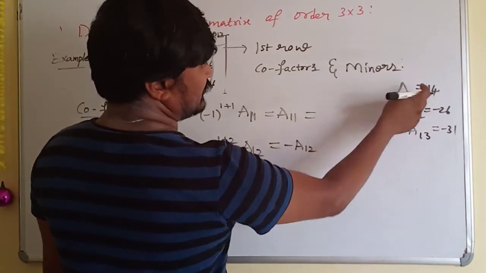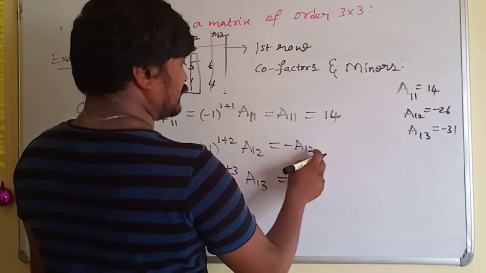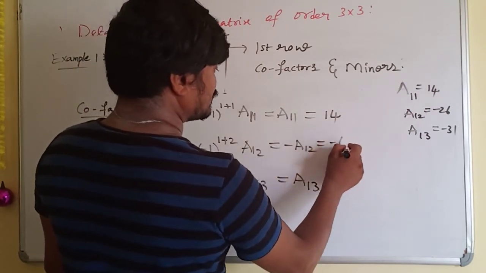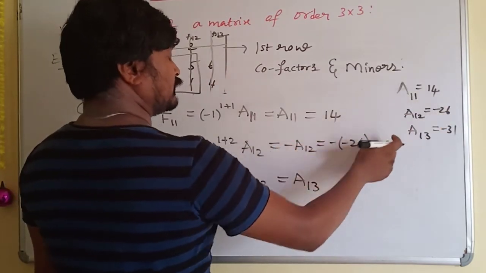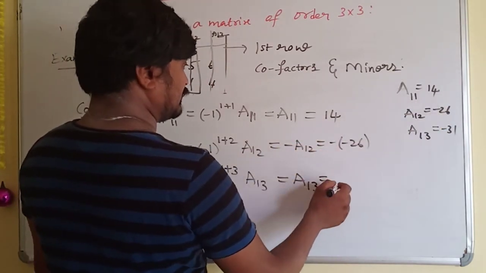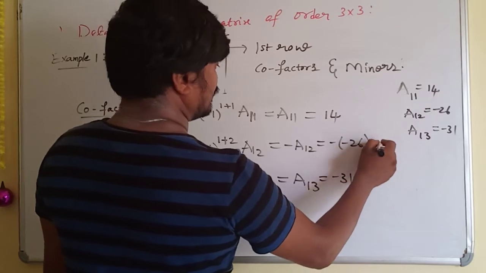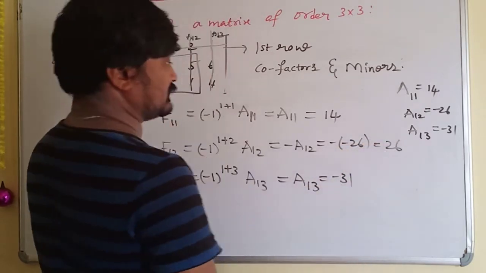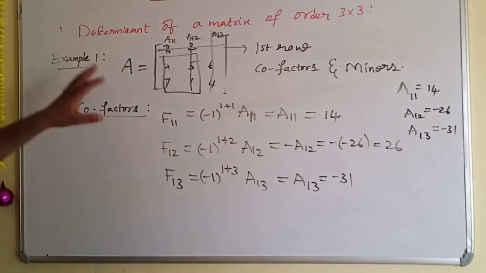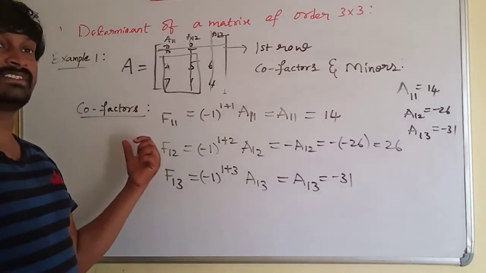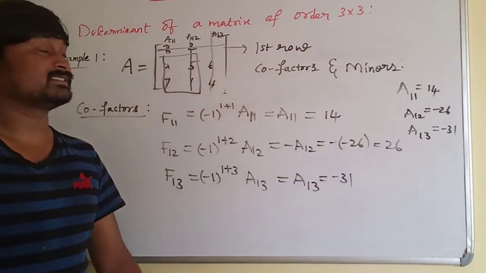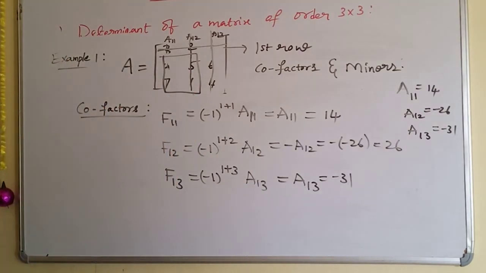So what is the A11 value? We found 14. The A12 value is minus 26, so minus of minus 26, by the formula. And A13 is minus 31. So you get 14, plus 26, minus 31. This is about cofactors. I hope you have understood the difference between cofactors and minors. So let's move on to the next topic.